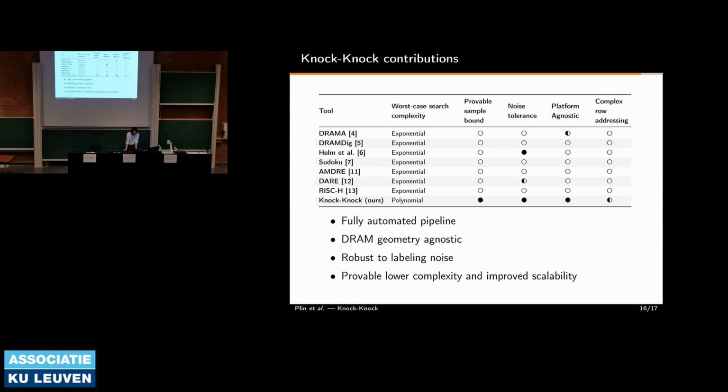So the main contribution of this paper is, first of all, that we reduce the worst-case search complexity from exponential to polynomial, since the complexity is now bounded by the Gaussian elimination that we use to find the null space. We also have a provable sample bound, which comes from the linear algebra grounding of this methodology. And therefore, since we don't use any new counters, it's also platform agnostic.